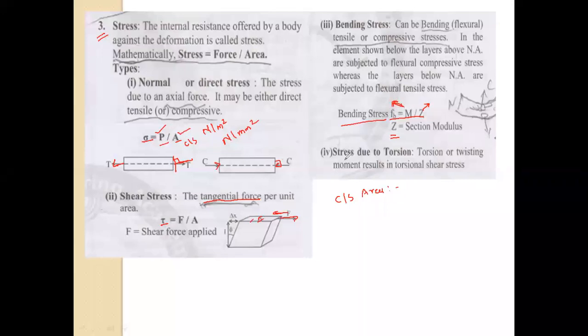Then last, stress due to torsion. Torsion means twisting movements, giving torsional shear stresses. Got it? Stress means force upon area. In normal or direct stress, the applied force is exactly perpendicular, and in shear stress it is tangential. Bending stress may be either tensile or compressive. In the bending stress formula, M represents the component of force and Z is the component of geometry.